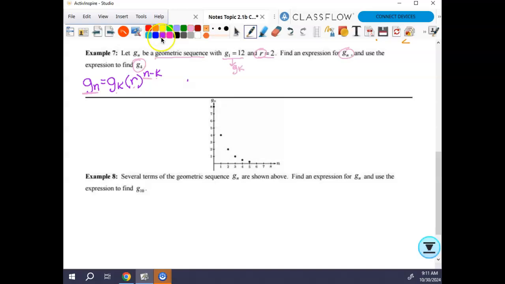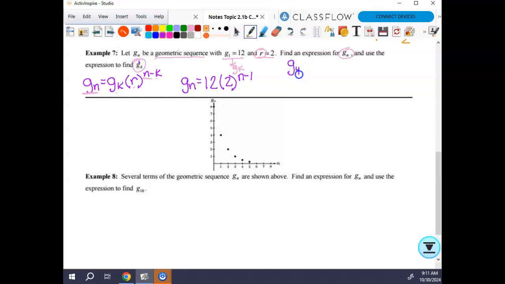All right, so then I have G sub n equals, what is G sub k? 12. Good. 12 times r, which is 2, to the n minus, what is k? 1. N minus 1 power. That's your generic, that's what it asks for. Okay? Then we're going to use that to find G sub 4.